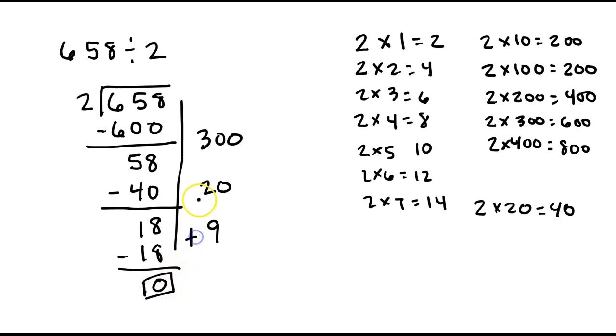So now all I have to do is add these partial quotients together. 320 plus 9 more is 329. And there is no remainder here. So you can write it and circle it or write it up here, 329. Either work for me.